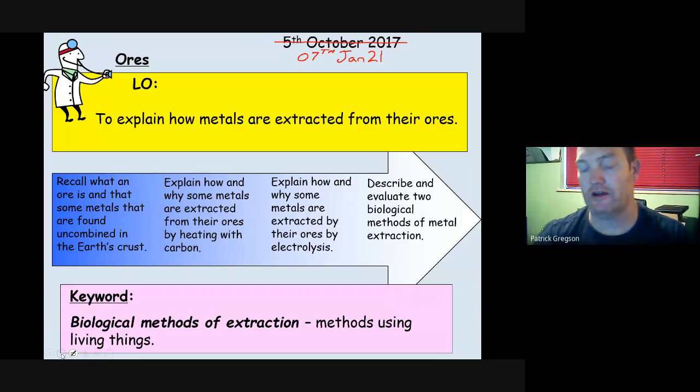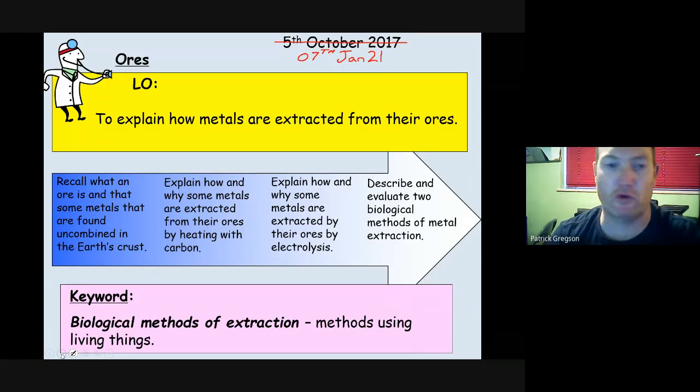Okay, so in our last lesson, we looked at extracting metals from ores, and we're looking at alternative methods for extracting from ores today. Some of these include using electrolysis. We'll go into more detail about what that is, and we're going to have a look at using biological functions. We'll look at bacteria soaking up metals as well.